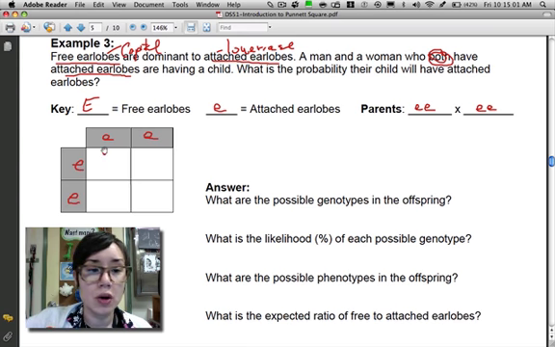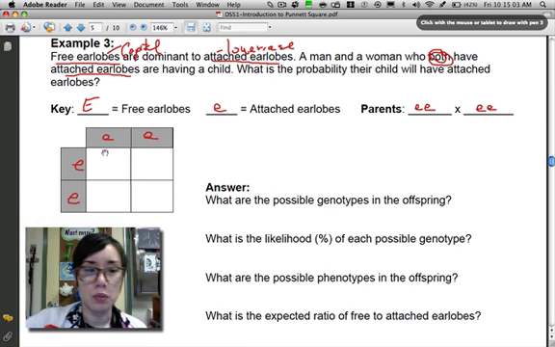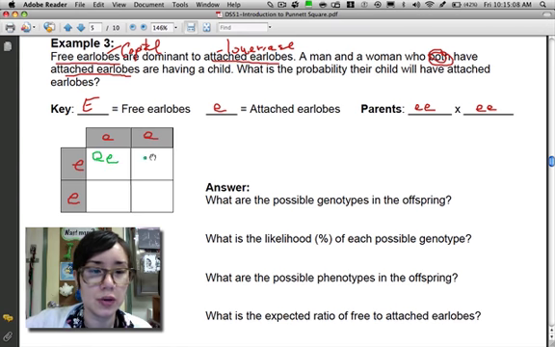So the way that I'm going to do my cross, whatever's on top, I'm going to bring it in. Whatever's on the side, I'm going to bring it in. So in this quadrant, it's going to be little e, little e. Again here, little e, little e, little e, little e, and then one last time.